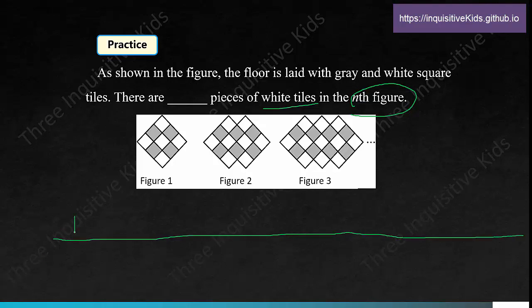So figure number 1, how many white tiles are there? 1, 2, 3, 4, 5. Number 2, how many? 1, 2, 3, 4, 5. And then we have 3 more, that's 8. Number 3, we have 8, we add 3 more, 11.